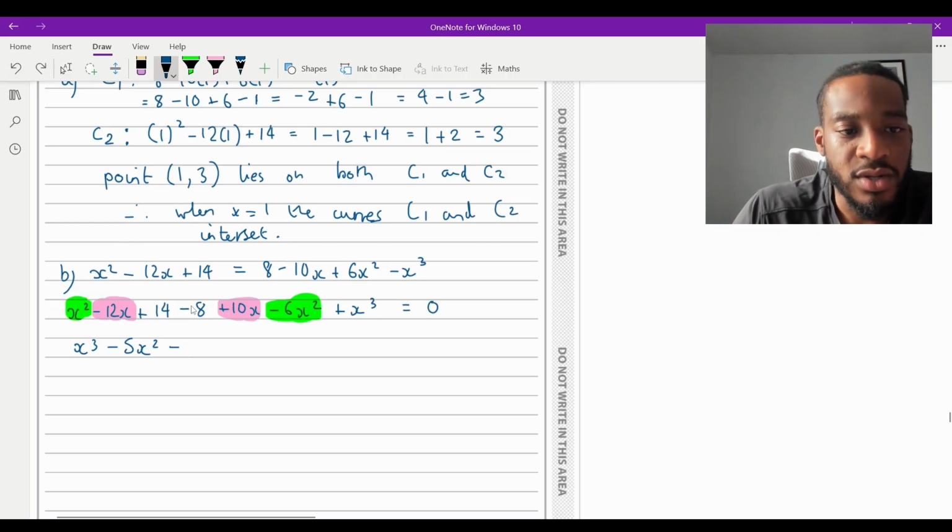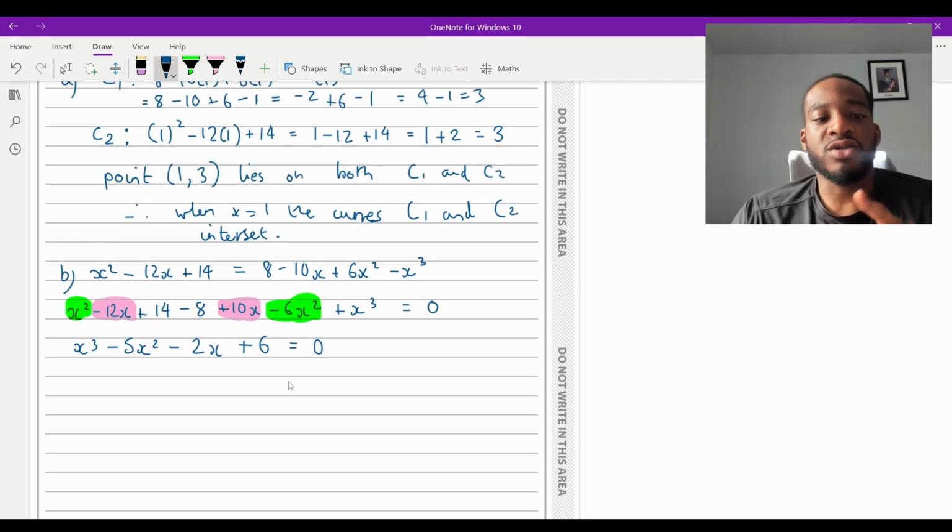So minus 2, minus 2x like that. And then I've got 14 take away 8, which I know is 6. So I get that is equal to 0. Now I need to solve this equation.